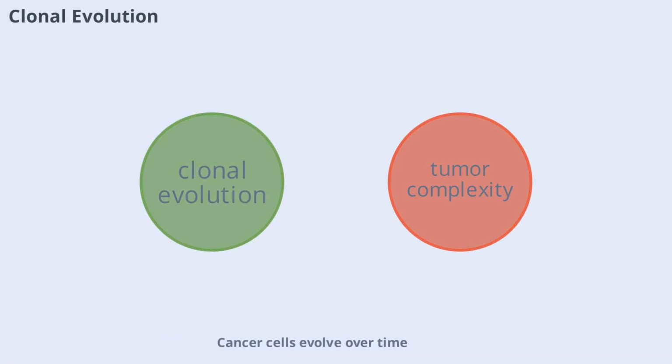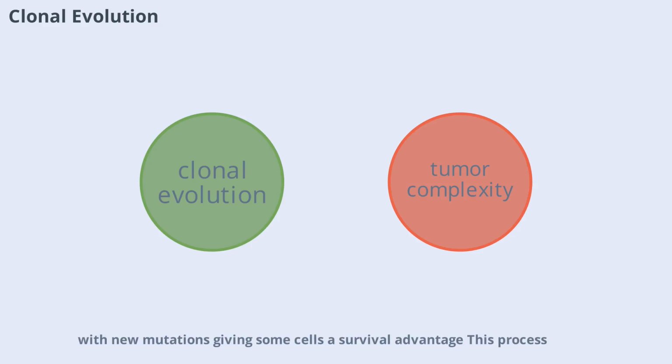Cancer cells evolve over time, with new mutations giving some cells a survival advantage. This process, called clonal evolution, makes tumors more complex and harder to treat. Understanding how cancer evolves helps doctors predict how it might respond to different therapies.